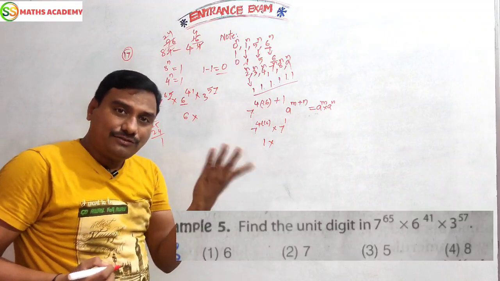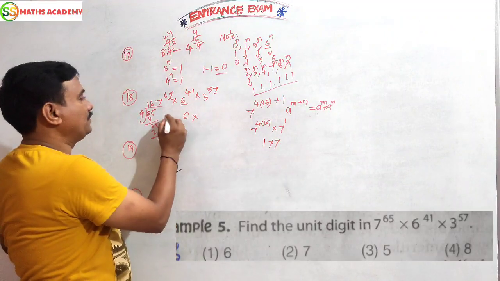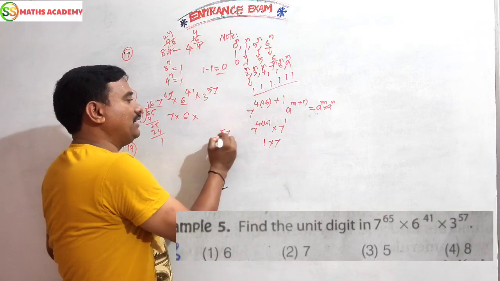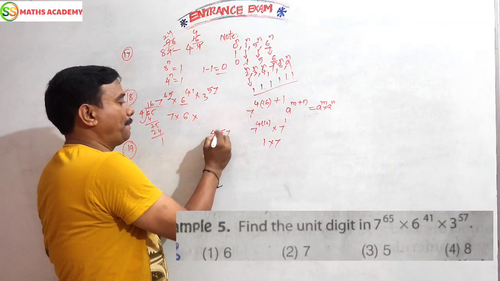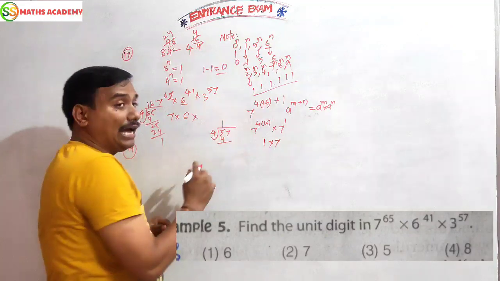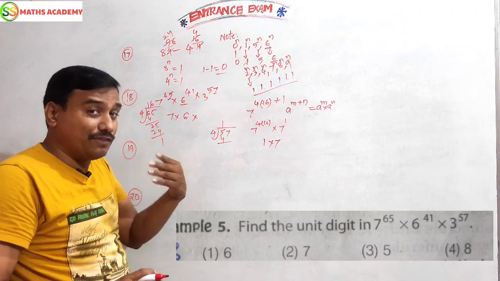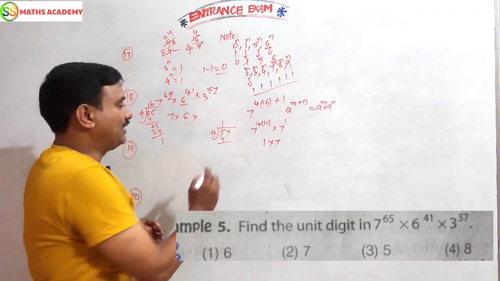7 to the power of means 7. Now 3 to the power of 57. 57 will be divided by 4. 4 1 is 4. I am explaining in detail, but there's no need for this much. Directly we should write the answer. First you can go with the traditional method.